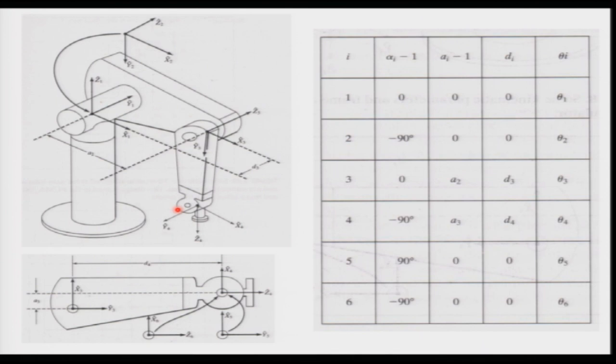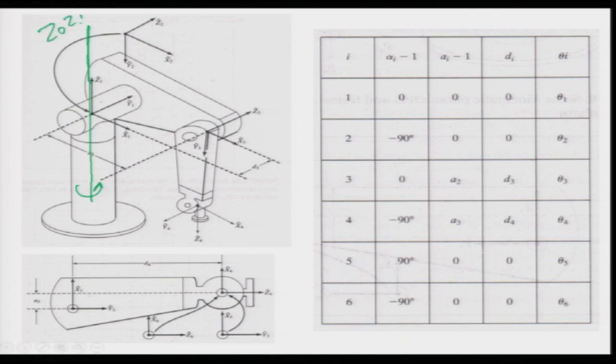So, let us just very quickly assign the frames. When we are assigning the frames, let us start off assigning the axis of rotation. So, this is my Z0, it is rotating about this axis. So it can rotate like this about this axis. So that's my Z0 and Z1. So Z0 and Z1 axis is there, right?